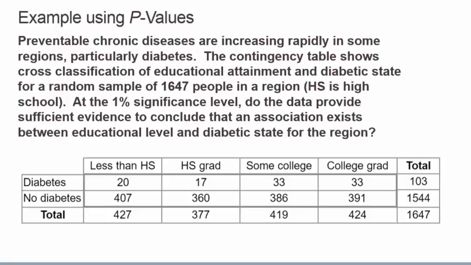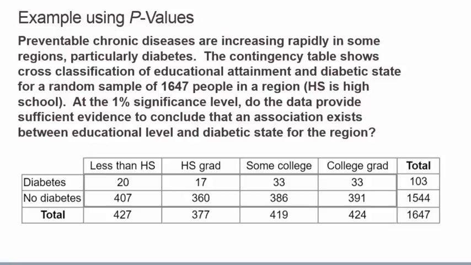In our table, we have 2 rows: diabetes, no diabetes. Then we have 4 columns: less than high school, high school grad, some college, college grad. We also have a total for our rows and our columns. People with diabetes that have less than a high school education, 20. No diabetes, less than a high school education, 407, for a total of 427 under less than high school. High school grad with diabetes, 17. No diabetes high school grad is 360. High school grad total, 377.